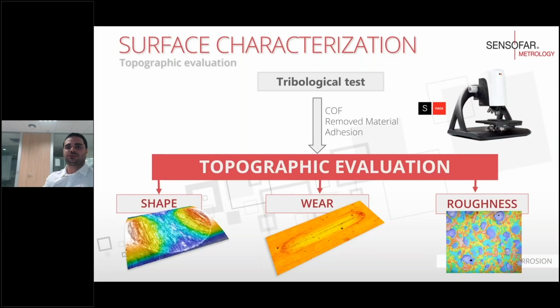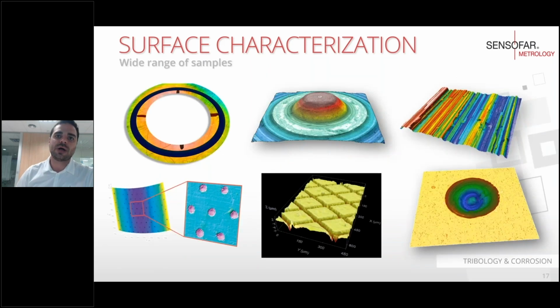When you do your tribological test, finally what you want to measure is the coefficient of friction, maybe the removed material and measuring the wear, or the addition of material to your sample. So with the topographic evaluation, what we can do is measure the shape of your sample, also the wear appearing, and if you want to go deeper, we can also measure the roughness. As we have commented before, we have three technologies in the same sensor head. We're able to measure a wide range of different samples.